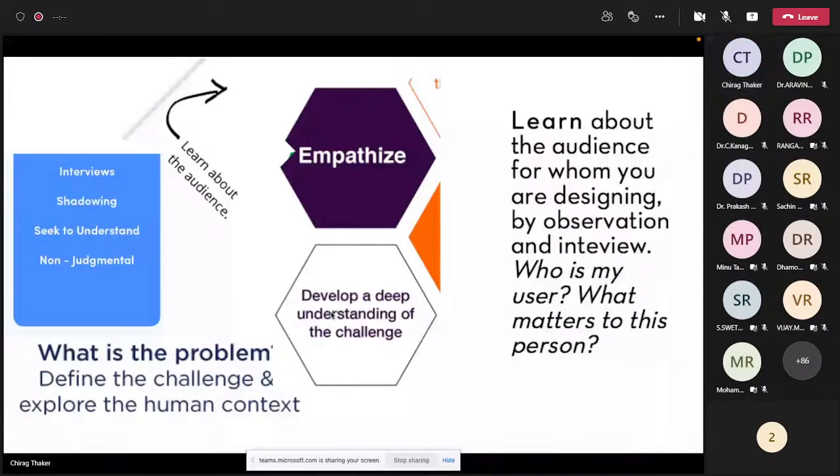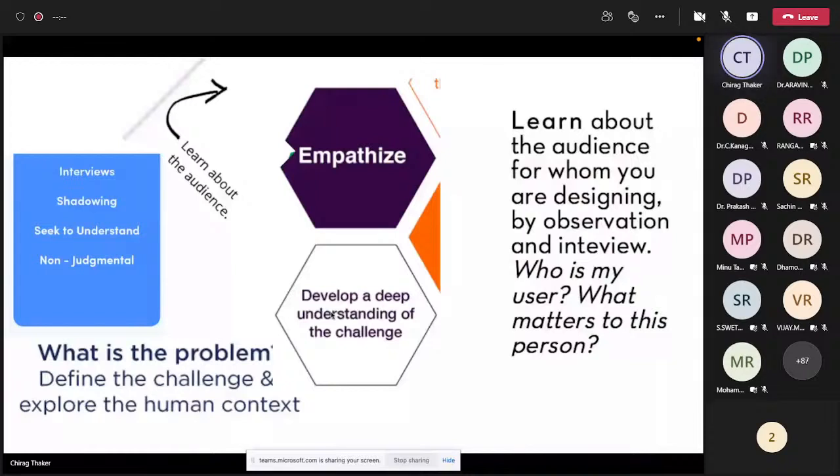and interview. And for that, you have to ask two major questions to yourselves, or your team members have to be very precise about these two questions. Who is my user, or who is going to be my end user, and what matters to this person? That's all. So this is all about the empathize stage or phase.